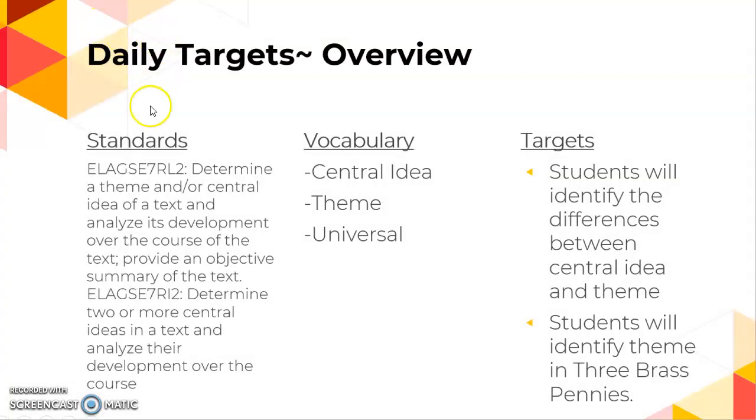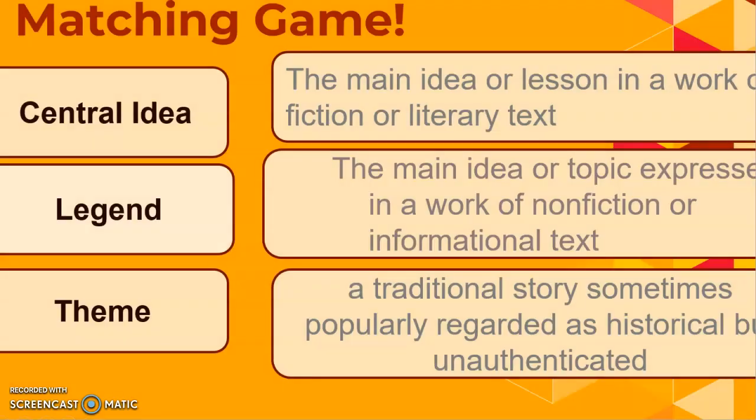For today's targets, we're going to be looking at ELA SE 7R2, which is determining a theme and or central idea of a text and analyze its development over the course of the text. Our vocabulary is central idea, theme, and universal. Our targets for the day are that students will identify the differences between central idea and theme, and also that students will identify theme in The Three Brass Pennies, which is your reading.